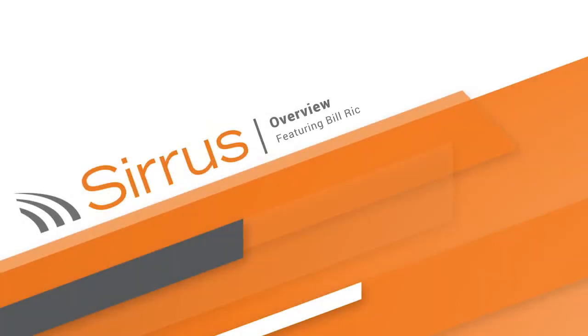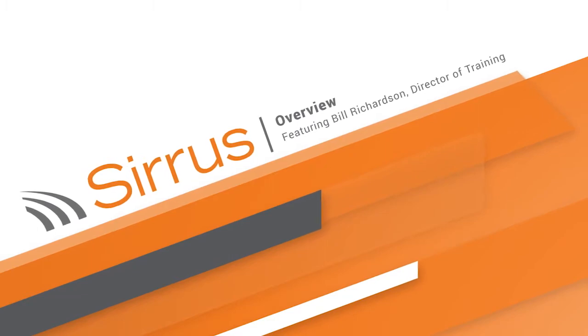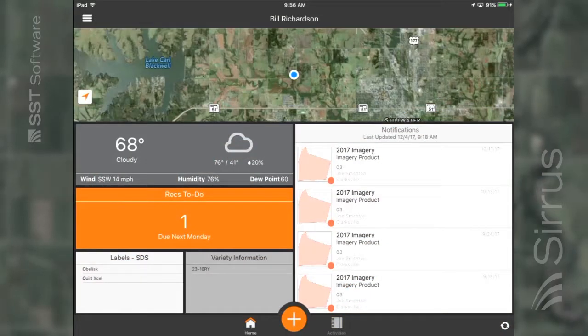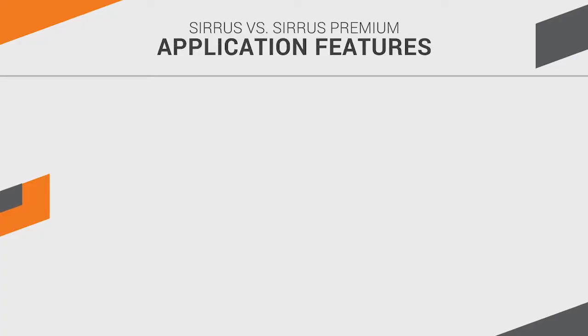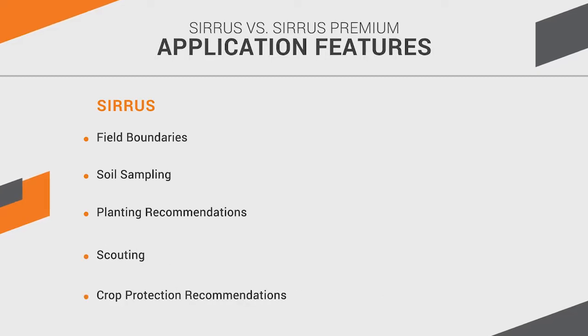This video is an overview of all the different layers that you can collect within the Sirrus program. Between Sirrus and Sirrus Premium, you can go through and collect your field boundaries, do your soil sampling, collect planting recommendations, do your crop scouting and crop protection recommendations.